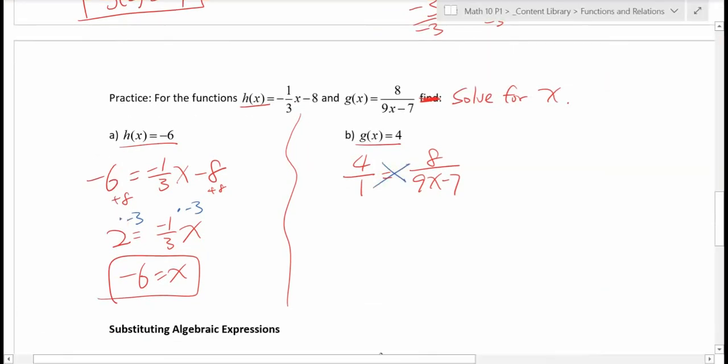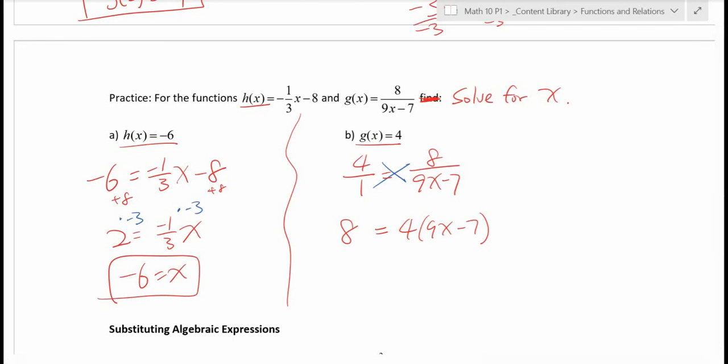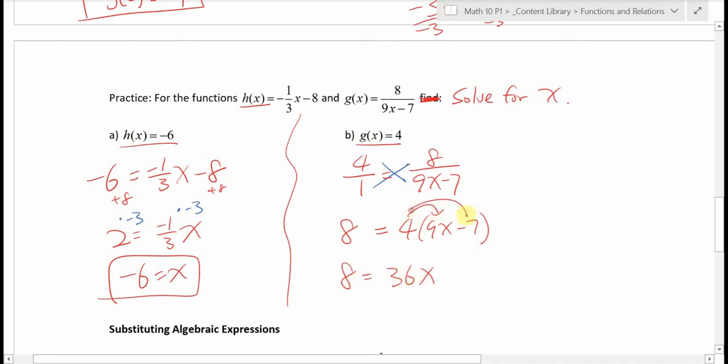So 1 times 8 is just 8, equals 4 times 9x minus 7. Essentially what we're doing here is getting a common denominator of 9x minus 7 and solving for the numerator. Anyways, this is cross multiplication, a little trick. So we have 8 equals 4 times 9x, which is 36x, and 4 times negative 7, which is negative 28.